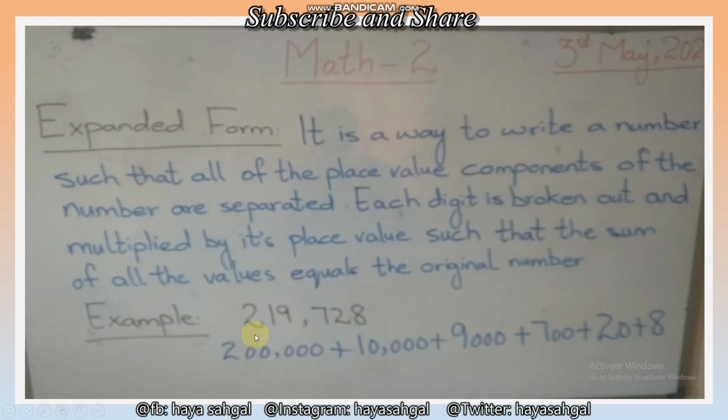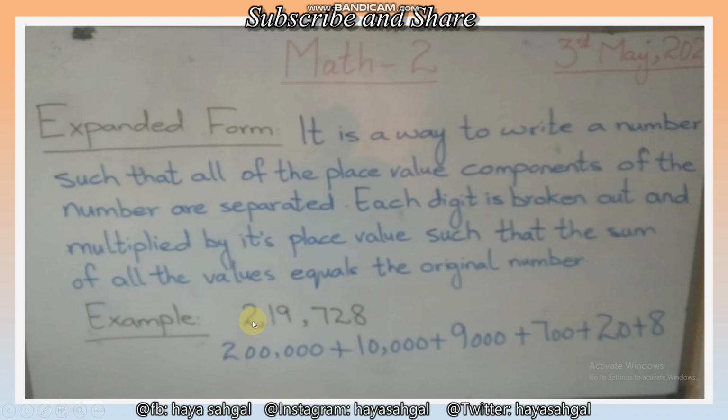Here we have a number where 8 is ones, 2 is tens, 7 is hundreds, 9 is thousands, 1 is 10,000 and 2 is 100,000. Let's read the thousands together. So it is 219 thousands, 728. Let's write it in expanded form.